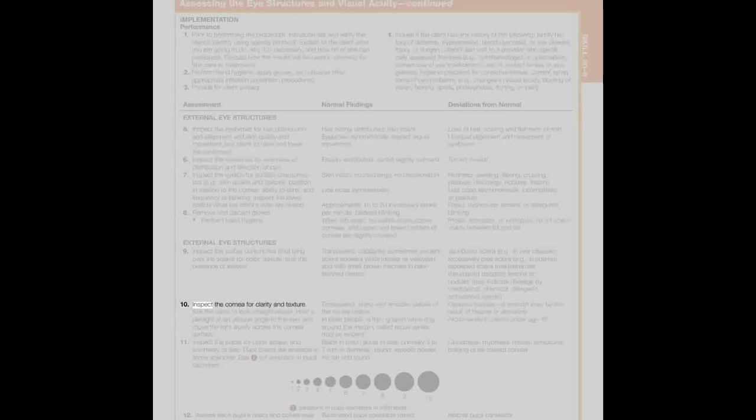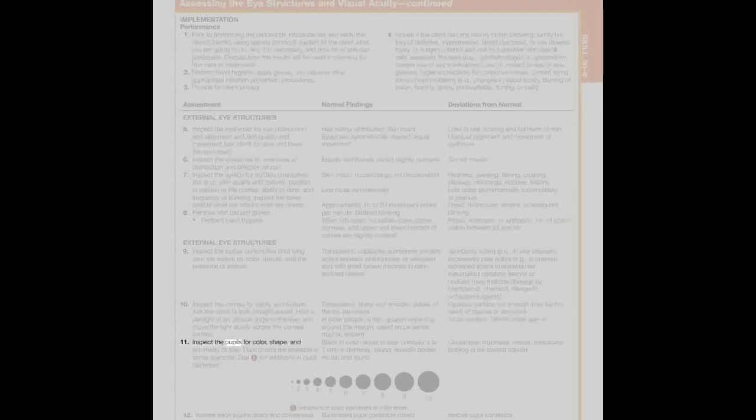10. Inspect the cornea for clarity and texture. Ask the client to look straight ahead. Hold a penlight at an oblique angle to the eye, and move the light slowly across the corneal surface. Transparent, shiny, and smooth, details of the iris are visible in older people. A thin, grayish-white ring around the margin, called arcus senilis, may be evident. Opaque, surface not smooth, may be the result of trauma or abrasion. Arcus senilis in clients under age 40.